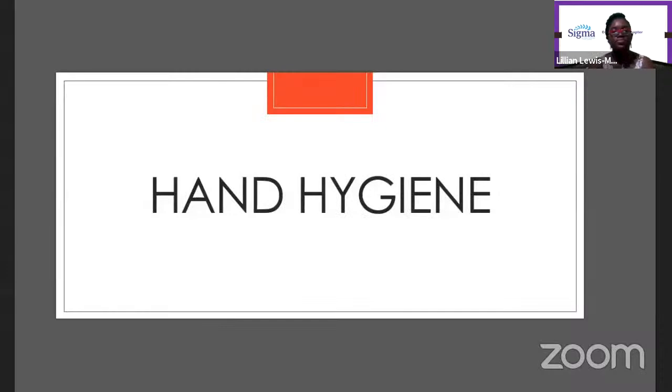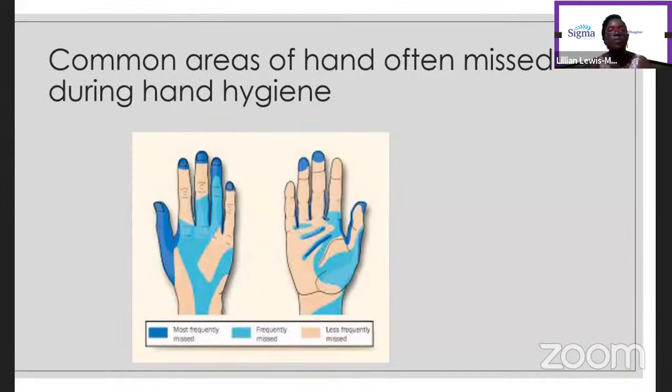Hand hygiene. What is hand hygiene? And we spoke about that earlier. So it's not merely washing your hands, but it involves either soap and water or the use of the alcohol hand gel that has alcohol greater than 60, at least 62% alcohol in it. All right. So there are some common areas of our hands that are often missed during hand hygiene. The dark blue areas are those areas that are most frequently missed, right? The lighter blue are the ones that are frequently missed, and the pink areas are the ones that are less frequently missed. All right. So we're going to be going through the steps.